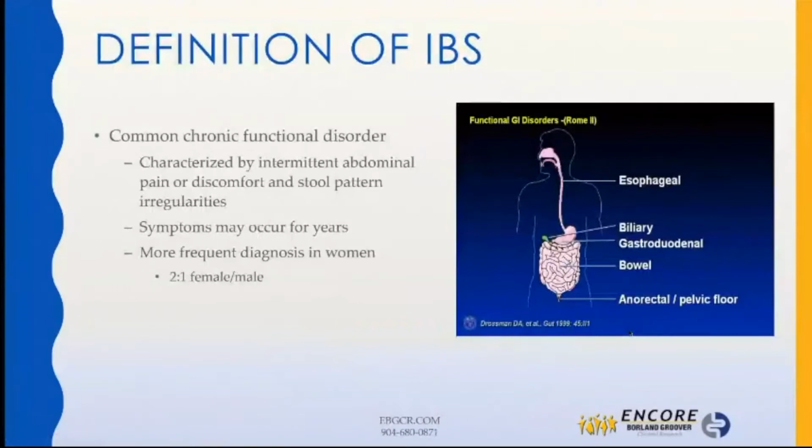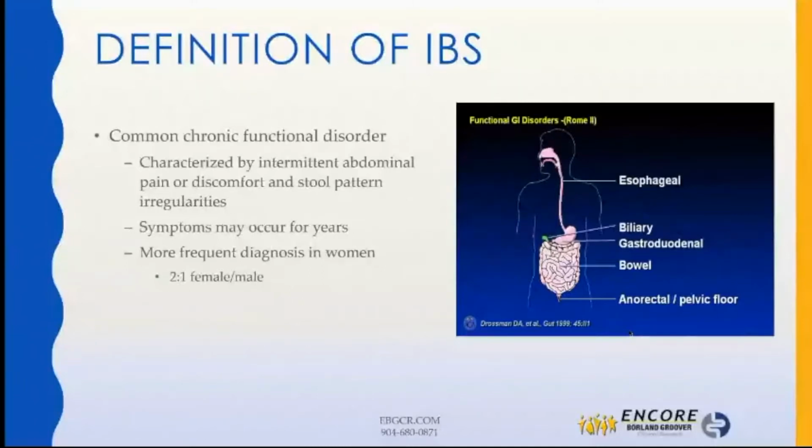Let's talk about irritable bowel syndrome. The definition of irritable bowel syndrome is abdominal pain that is not really explained by an organic finding. So there is no structural or anatomical finding that can explain the abdominal pain. It's a very common chronic functional disorder, and it generally causes intermittent pain and discomfort. And there is generally a relation to the stool pattern and bowel movements.